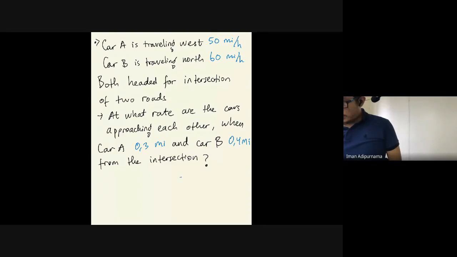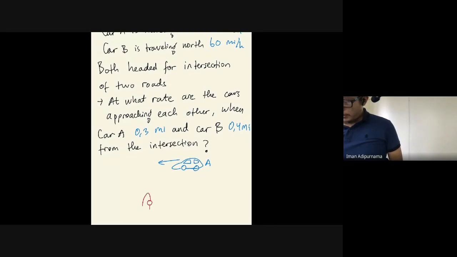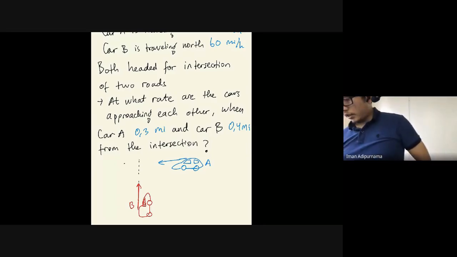So it's this car going here. It's A, and B is going here. This is the event that's happening, and they will be crossing each other. They will meet in the intersection here.